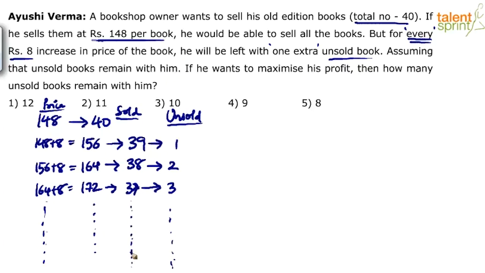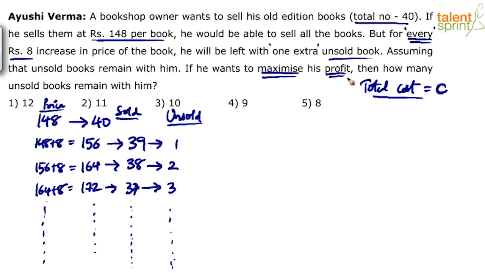Now, how do we solve this? Understand that the total cost of these 40 books is fixed. Total cost is C, it is fixed. Total cost is not changing. Cost of 40 books will remain the same. Now, if the cost is fixed and you want to maximize the profit, your selling price should be more. If you want more profit, selling price should be more, right?